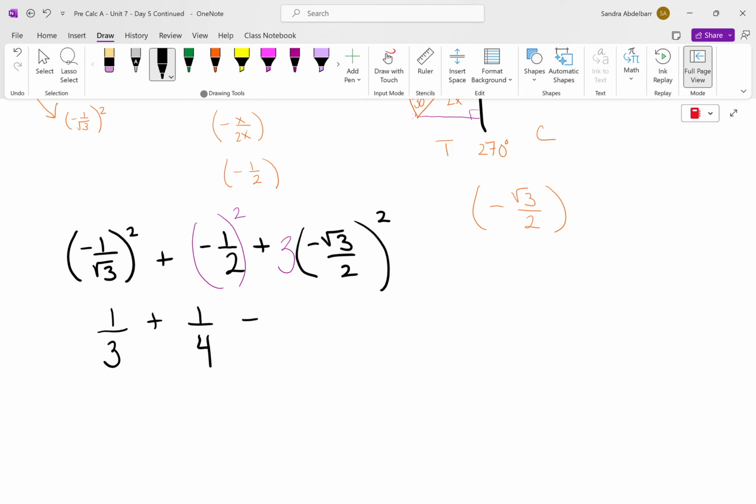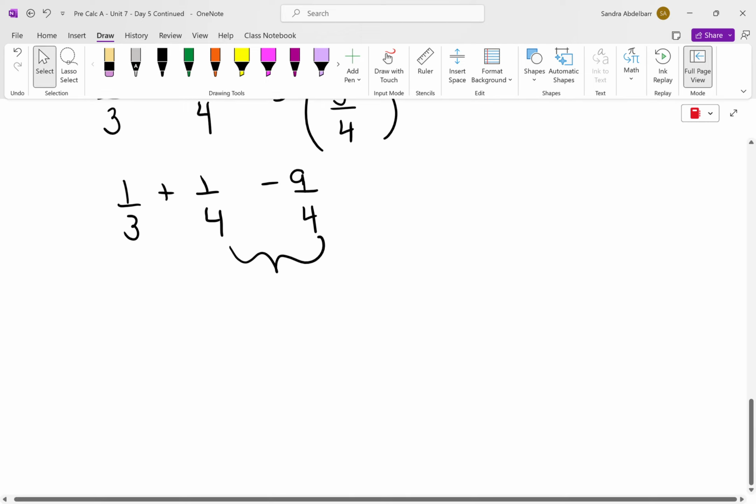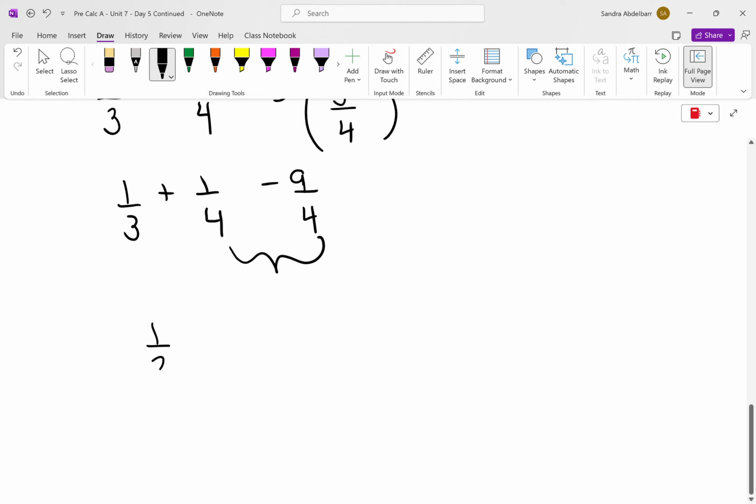Okay, let's keep going here. So now when we square this, we're going to get 1 over 3. When we square this, we get 1 over 4. When we square this, we get 3 over 4, sorry, not 3 over 2. And then 9 over 4.